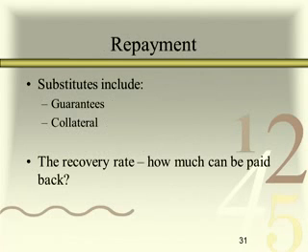Some of the repayment substitutes for repayment can include guarantees. Again, that would be like a co-signer or somebody who endorses your loan. Collateral: when you buy a car, what's the collateral? Or if you buy a house, what's the collateral? The asset. You don't pay, they take your asset.